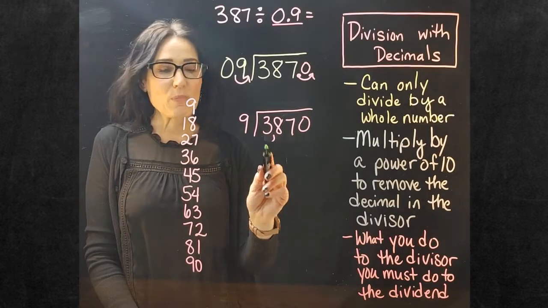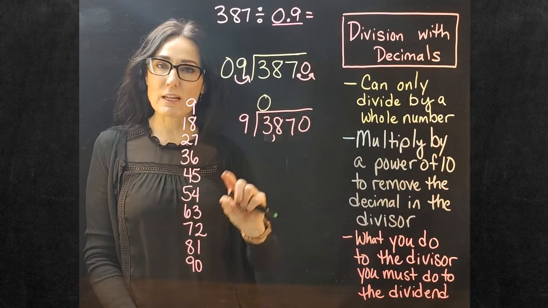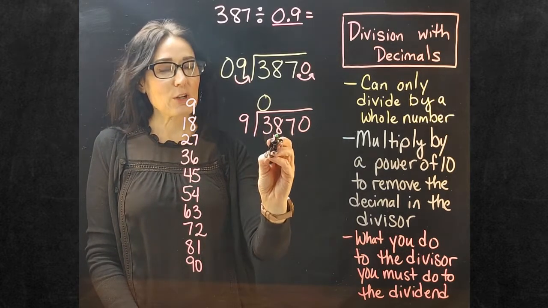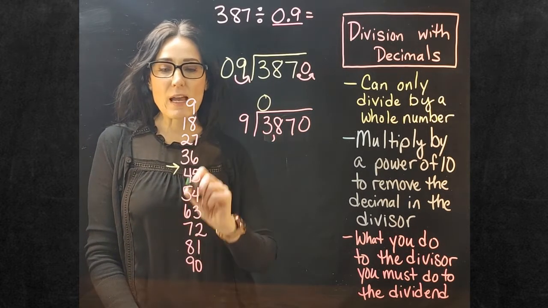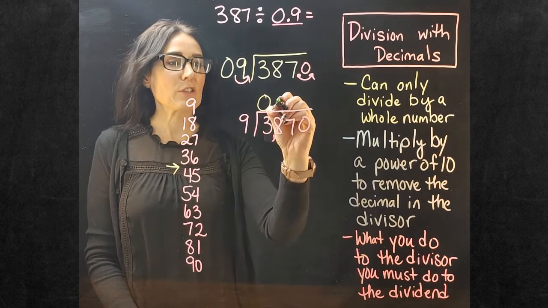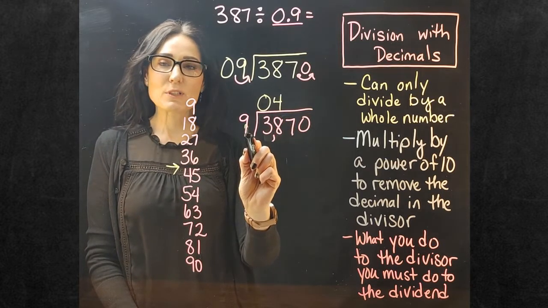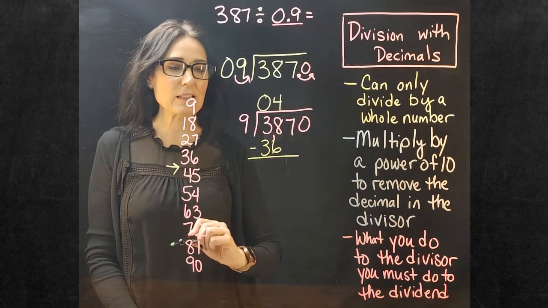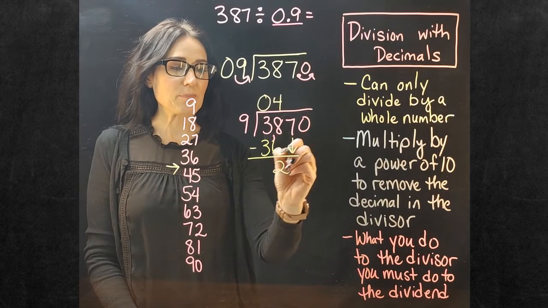So let's get started. We would say that 9 does not go into 3, so I'm actually going to put a 0 there to make sure I keep my numbers lined up in the proper place value. But 9 does go into 38. We can see that it's a little less than 45, a little more than 36, so I'd say times 1, times 2, times 3, times 4. So this is going to be 4 times. So I'm going to say 9 times 4 is going to be 36. I'm going to subtract that and get a 2. Now I'm going to bring down my 7.